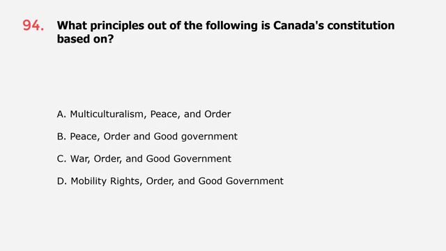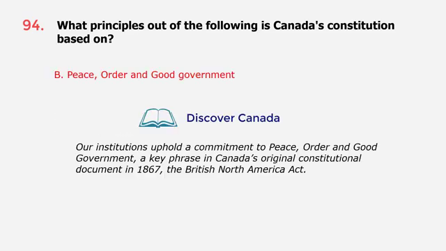Question 94. What principles out of the following is Canada's constitution based on? A. Multiculturalism, peace, and order. B. Peace, order, and good government. C. War, order, and good government. D. Mobility rights, order, and good government. The answer is B. Peace, order, and good government.